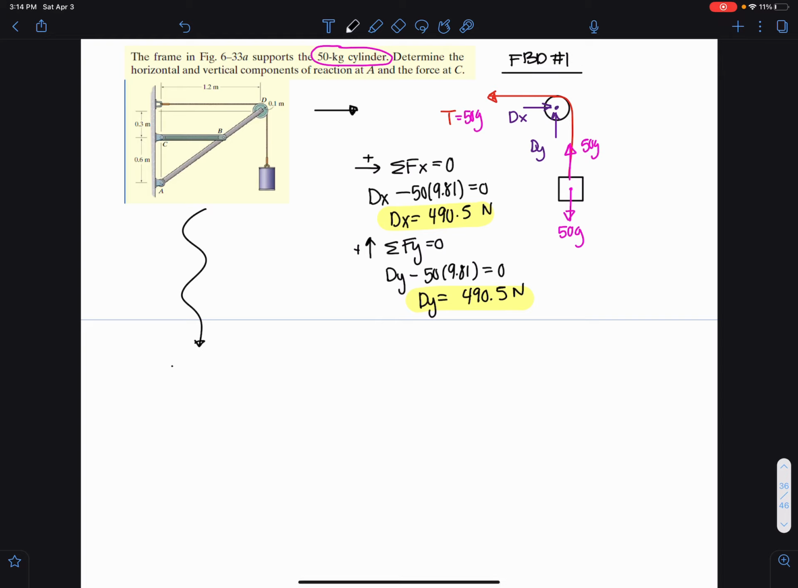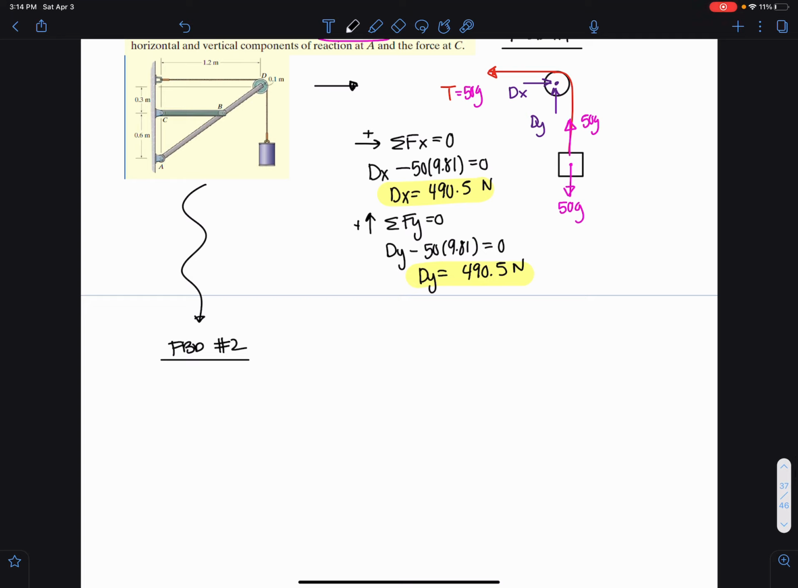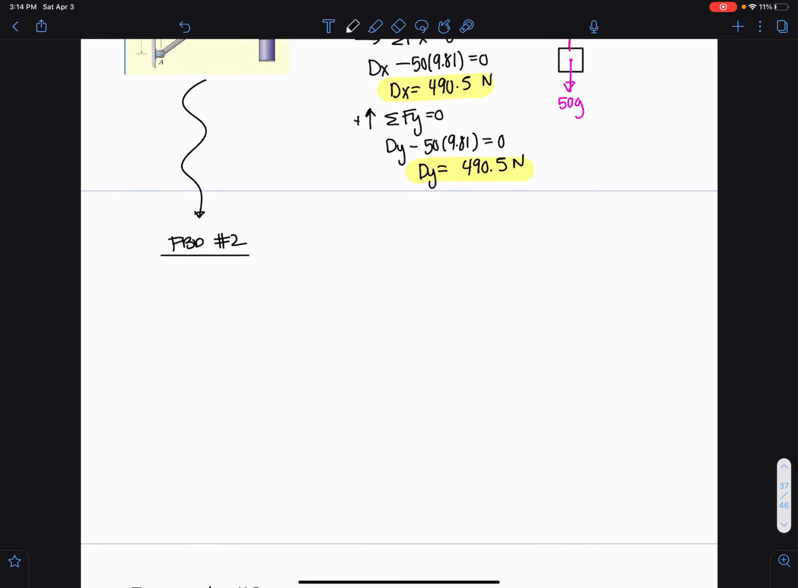Let's draw another FBD here. Let's see what else we can pick apart. Okay, so I'm going to isolate the system FBC, this member here, BC, and see what's going on at that point. Let me draw the member like this.